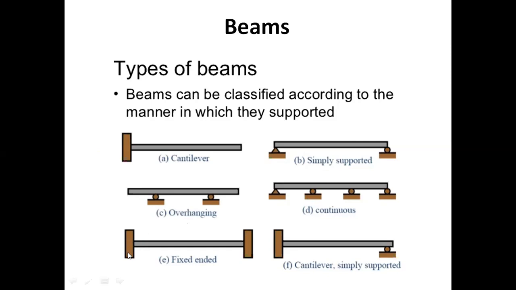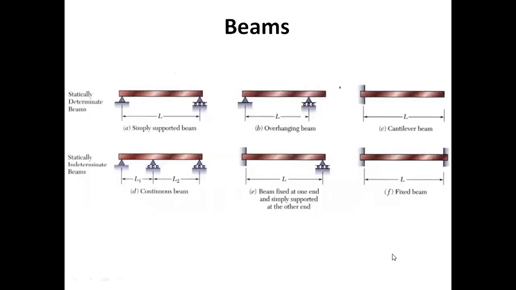Both ends of the beam are fixed. So this is a fixed-ended beam or fixed beam. And here one end is completely fixed, whereas the other end is supported by a roller support. So this type of beam is known as a propped cantilever, or fixed and simply supported beam.